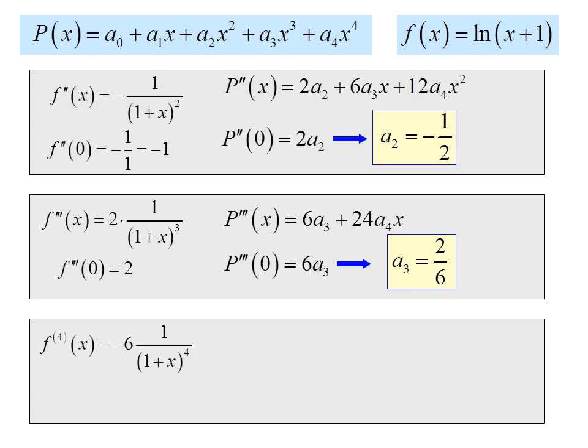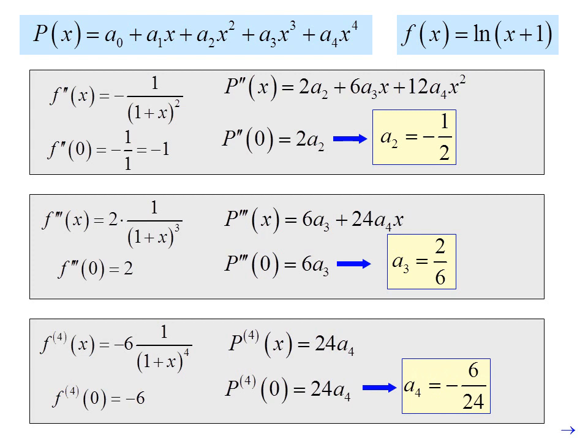The fourth derivative of f at x becomes negative 6 times 1 over 1 plus x quantity to the fourth. So the fourth derivative at 0 is negative 6. Taking the derivative of the third derivative, we find the fourth derivative of p is 24 a sub 4. So the fourth derivative at 0 is still 24 a sub 4. Since the fourth derivative should be equal to negative 6, we solve for a sub 4 and get negative 6/24.